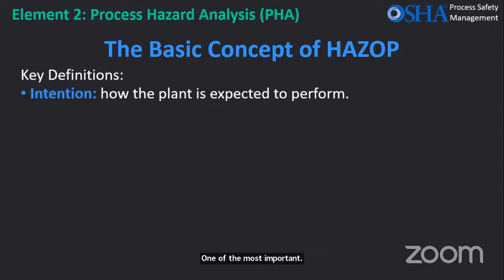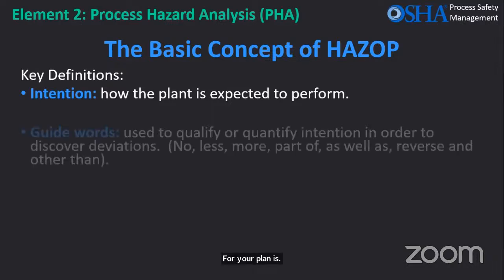HAZOP depends on the intention. The intention is how your plant is expected to perform, how you expect the process will be carried out, how you expect your liquid or your gas will go through the piping, will go through your vessels, and how you will control it, how you can produce your final product through this plant. So the intention for your plant is to expect how your plant will be performed.